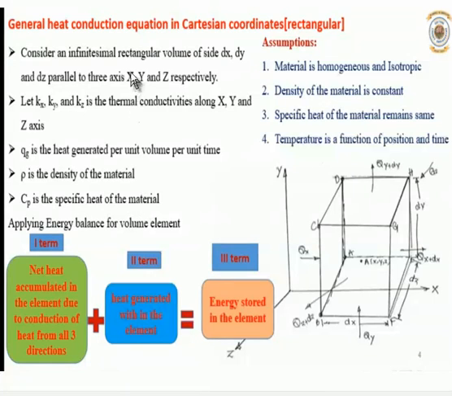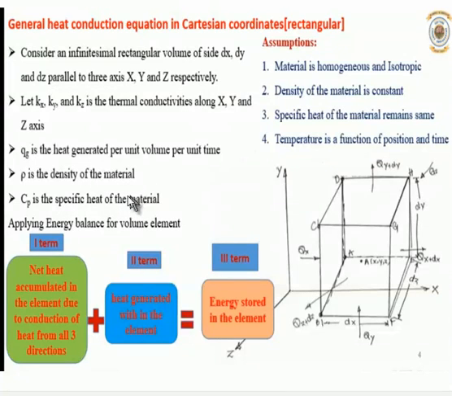So this is the information about the infinitesimal rectangular volume element. dx, dy and dz are the sides parallel to the x, y and z axes respectively. kx, ky and kz are the thermal conductivities along the x, y and z axes. Small qg is the heat generated per unit volume per unit time. Rho is the density and Cp is the specific heat of the material.